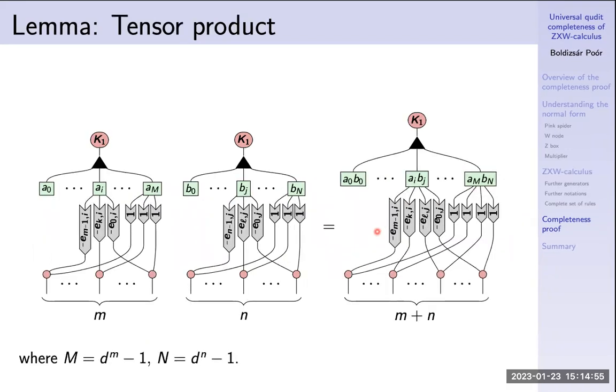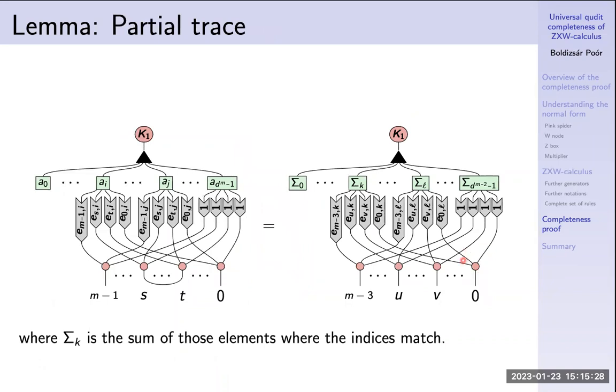We have the tensor product of two normal forms with the given parameters. So we have two normal forms with A and B phases, then the tensor product of their normal form will be just as you would expect with two vectors or two arbitrary states. And lastly, we can take the partial trace of a normal form and we end up with another normal form.